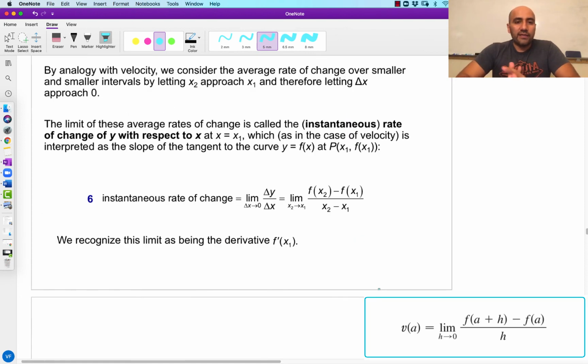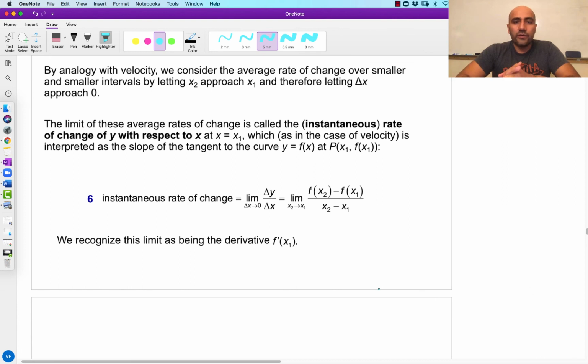So by analogy with velocity, we consider the average rate of change over smaller and smaller intervals and let x sub 2 approach x sub 1, just like we've been doing before. So as we let delta x approach 0, we end up with the following. The limit of these average rates of change is called the instantaneous rate of change of y with respect to x at x equals x sub 1, which, as in the case of velocity, is interpreted as the slope of the tangent line to the curve y equals f of x at the point P equals x sub 1 comma f of x sub 1. Okay, so it should all look familiar at this point.